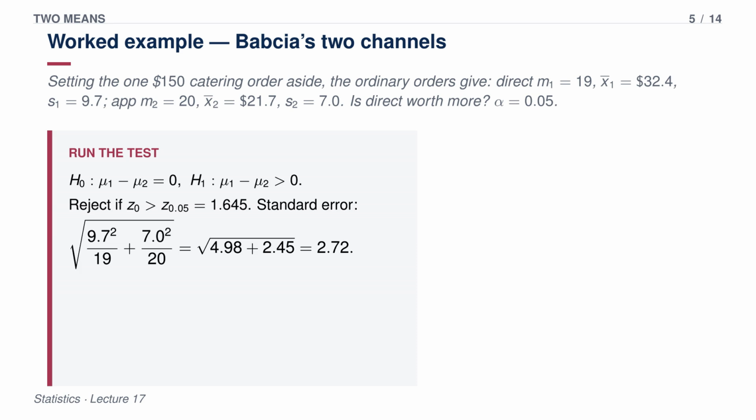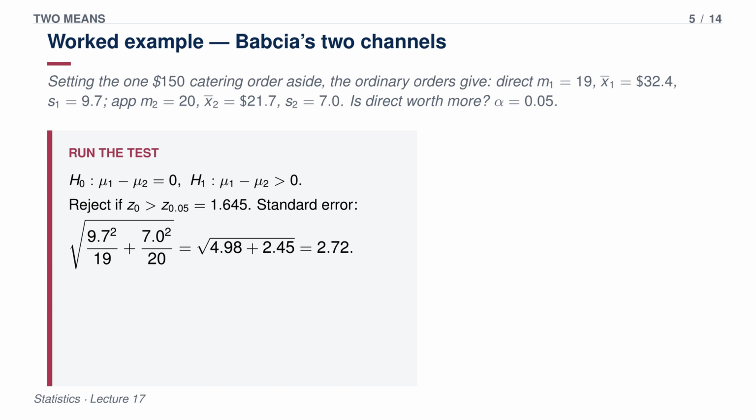The moment we've waited 5 weeks for. Setting the $150 catering order aside, the ordinary orders give direct, 19 orders, mean 32.4, S of 9.7, app, 20 orders, mean 21.7, S of 7. H-naught, the channels are equal. H-one, direct is worth more. One-sided, so reject if z-naught beats 1.645.